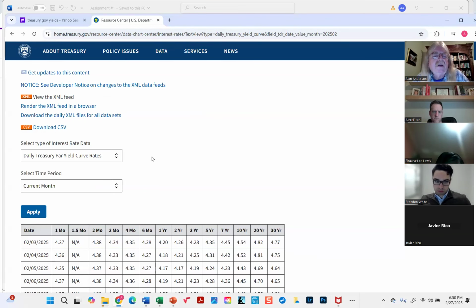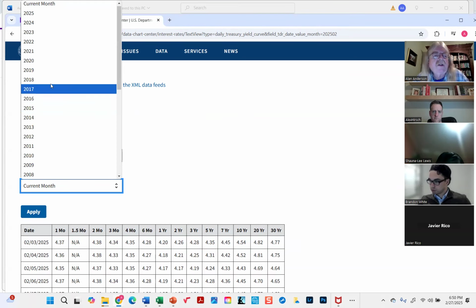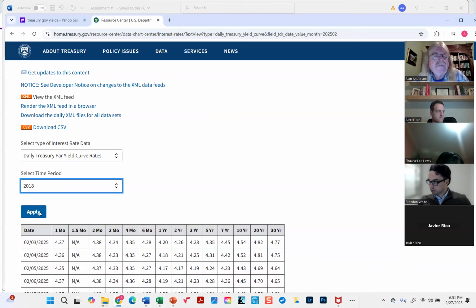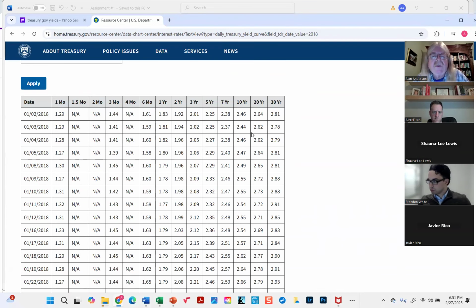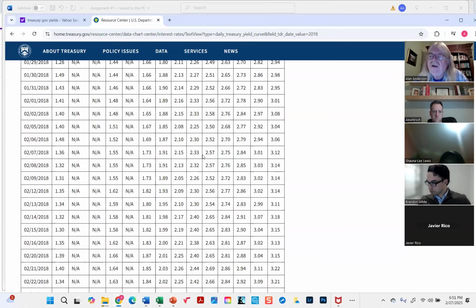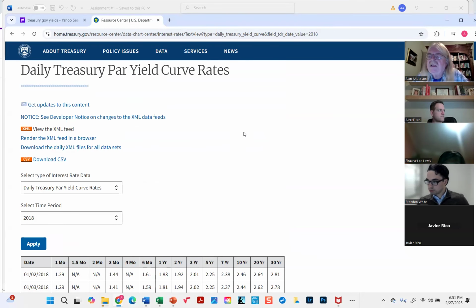But if you want to see what conditions were like in the past, let's say you want to know what interest rates look like in, I don't know, 2018. Oh, it's here. Look how low they were. This is just a few years ago. Look how low interest rates were just 6 years ago. So market conditions can change dramatically over time, and they'll have a direct impact on interest rates.